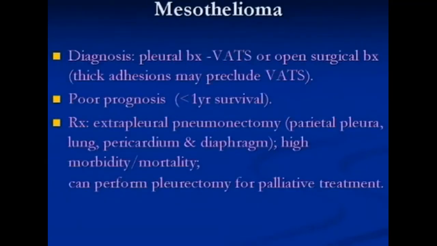Diagnosis is made usually by VATS or open surgical biopsy. It has a poor prognosis, and one could try an extrapleural pneumonectomy, not usually very successful. What do these look like?